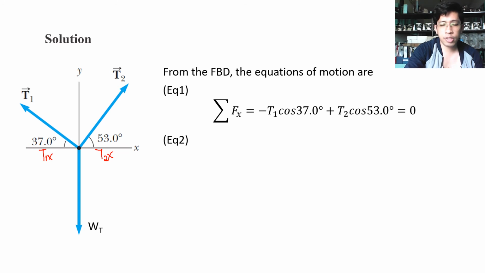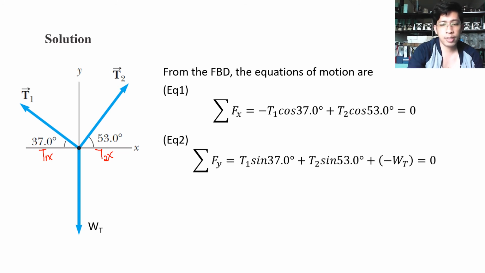Next, we write our equation of motion for the y component. We have three forces here. We have your T1y, and then we also have your T2y, and then here we have your weight downwards. So the sum of all your Fy is equal to T1 sine 37 degrees plus T2 sine 53 degrees plus negative Wt, and that is equal to 0. And we do not have any other forces. So these are just your summation of all your Fy.